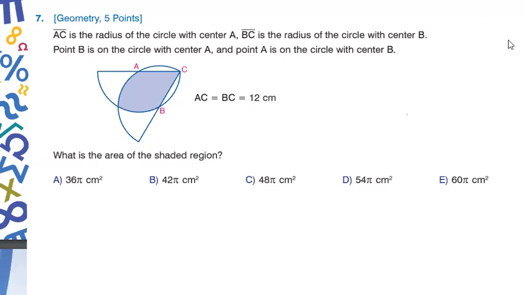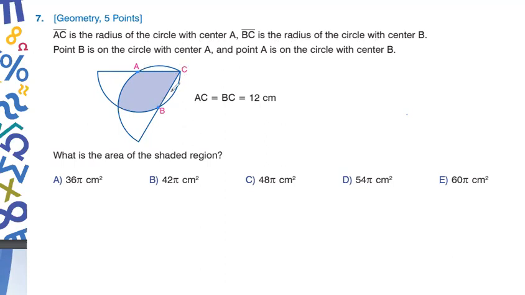Number 7 is a geometry problem. So AC is the radius of the circle with the center A. So AC is the radius. So that's my center. And BC is the radius of the circle that's centered at B. So this is the another center, that's the radius.